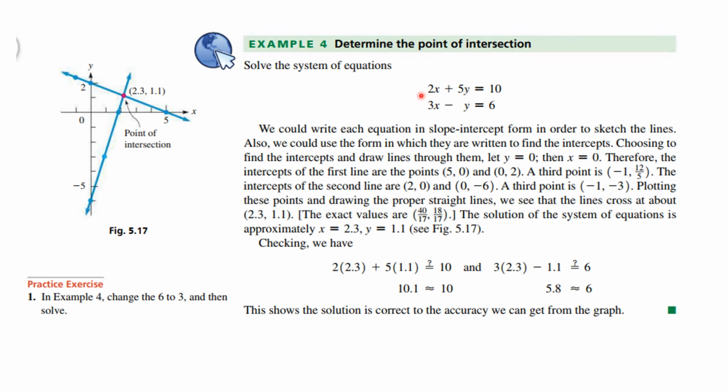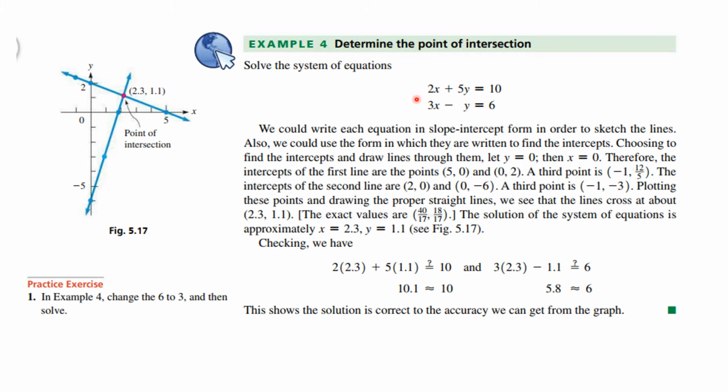Here's another example. We're graphing this differently though. Here we probably would graph these by the technique of finding the x and the y intercepts. We draw both lines in this case. So here are two equations and two unknowns. One of the things I think you should note is that the x's are over the x's, the y's are over the y's, and the constants are over the constants.